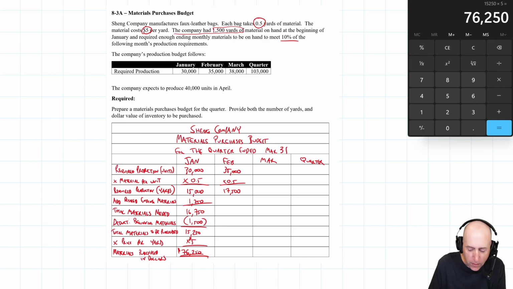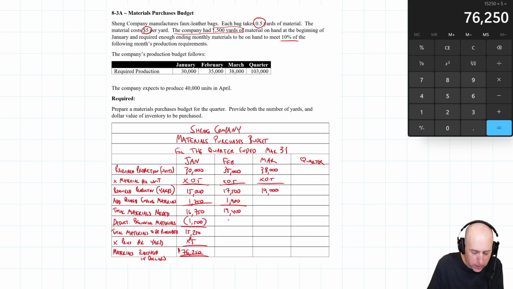Okay, now February and March would be easy. I'll do the top part of March here. 38,000 times 0.5 is 19,000. Now I have enough information to do my February. So February, I'm going to make 35,000 handbags, half a yard each, 17,500 yards of material are needed, plus 10% of March. 10% of 19,000 is 1,900. 17,500 plus 1,900 is 19,400. I deduct the beginning inventory.